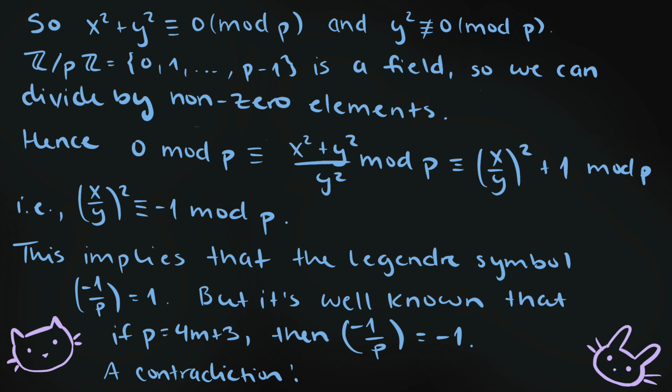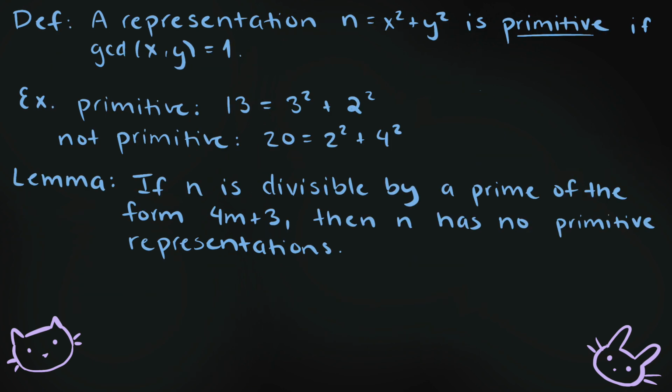But if you actually compute the Legendre symbol with the formula, and since p is equal to 4n plus 3, you'll get that it's actually equal to -1, which is a contradiction. So we contradicted that n can be written as a sum of squares where their greatest common divisor is 1. And so we've proven this lemma, which we'll need in a little bit.